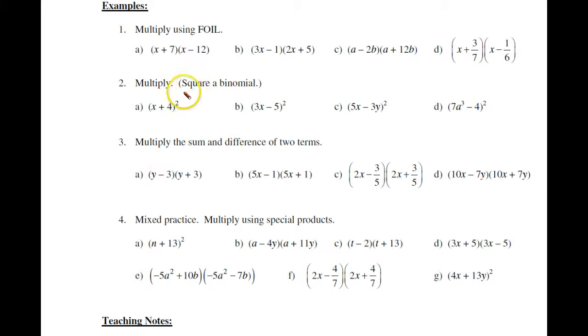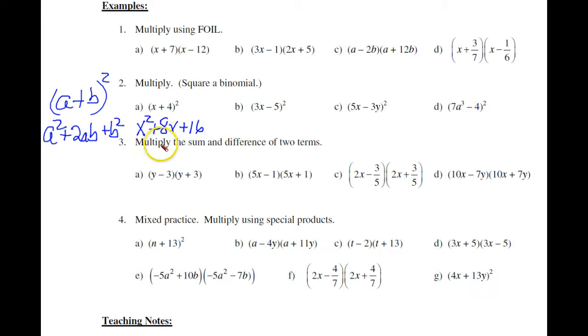Now we're going to do the squaring a binomial. Now we had this before, a plus b, and through repetition is how you get to master it. Square the first term. Multiply these two together, get a positive ab, and then double it. So 2ab. Multiply these two together, get 4x, double it, 8x. Square the last term.